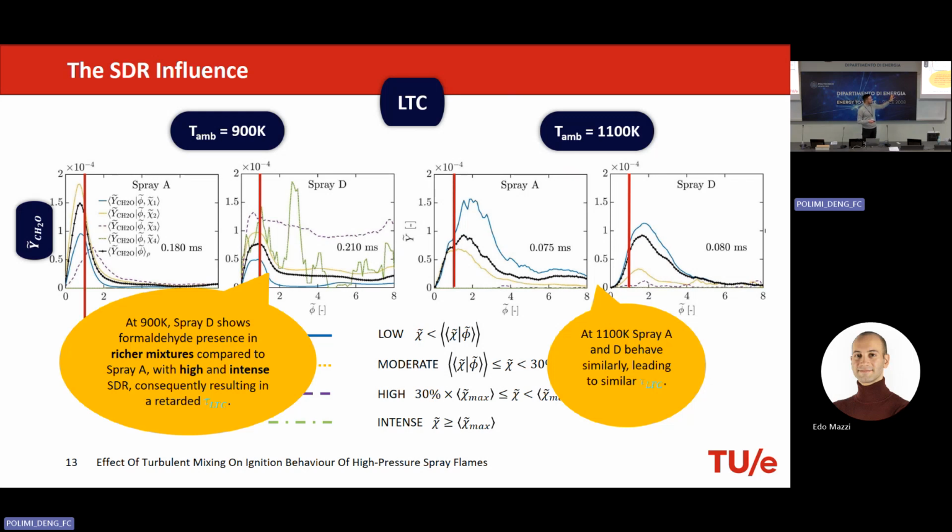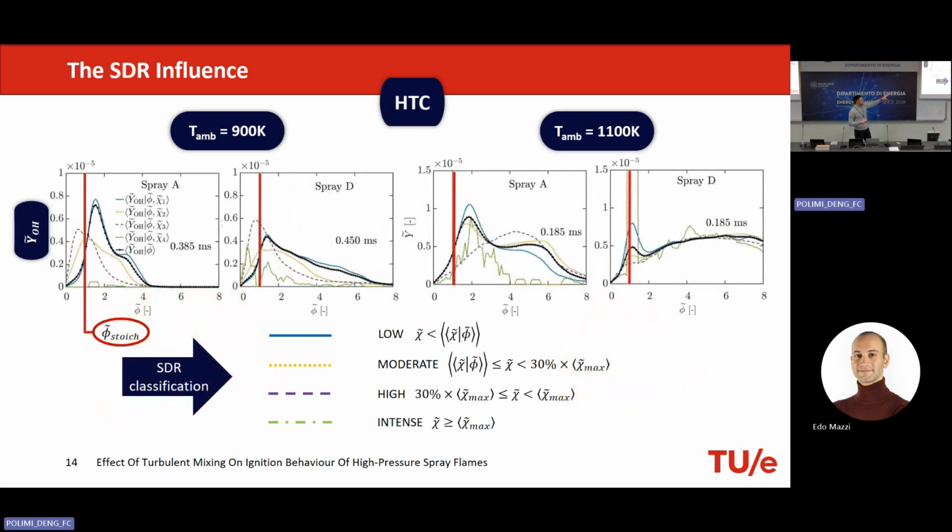So we can say, since the first snapshots at 900 Kelvin for spray D show these scalar dissipation rate intensities, we can say that these classes of scalar dissipation rate do not favor the ignition, and that is why spray D is showing a later onset of the low temperature combustion. While at 1100 Kelvin the behaviors are really similar. That's why the times are really similar as well.